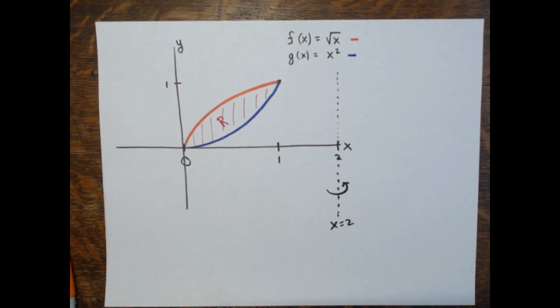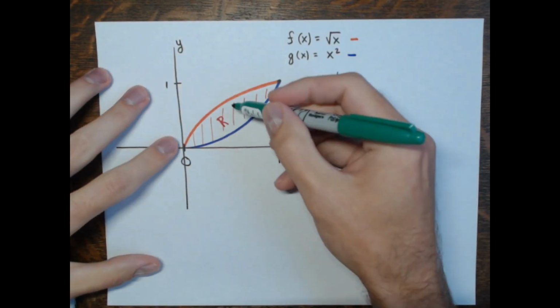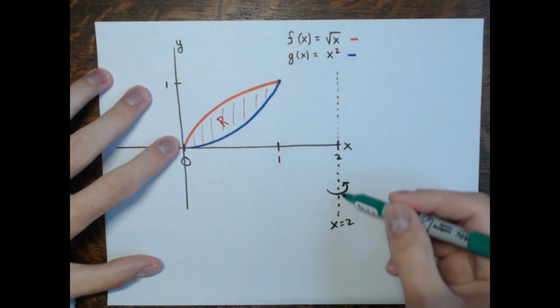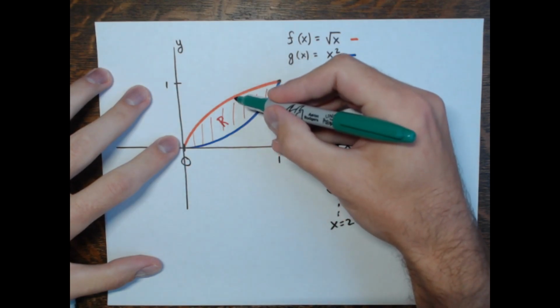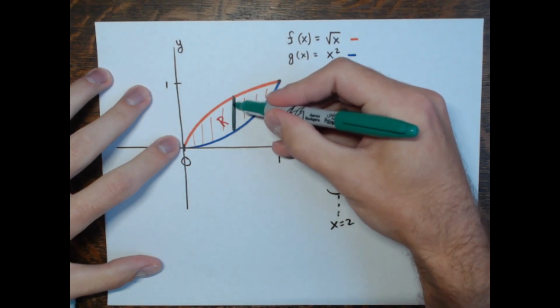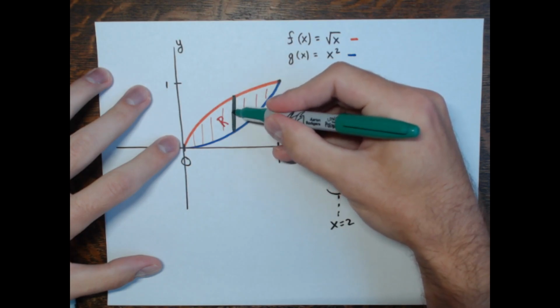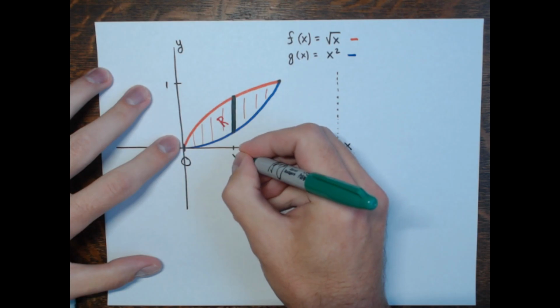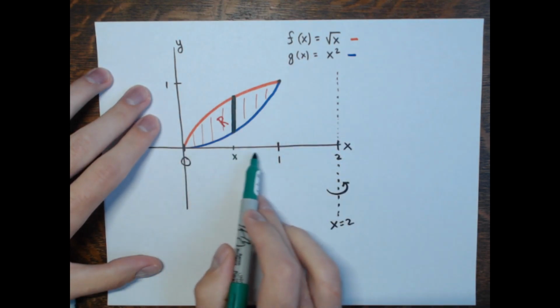So once again, if I want to do shells, I need to make a slice, make a thin rectangle in my region here that's parallel to this vertical line. So I make a vertical slice. So here's some vertical slice, right, again, some thin rectangle. And that would correspond to some x coordinate, right, some x value between 0 and 1.